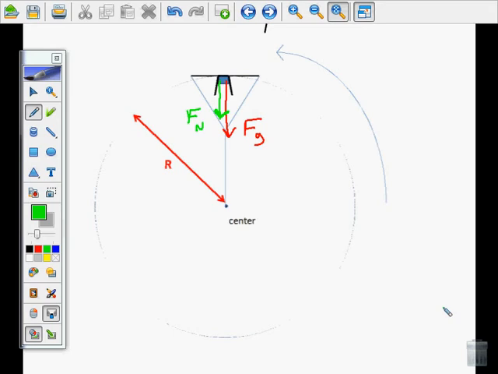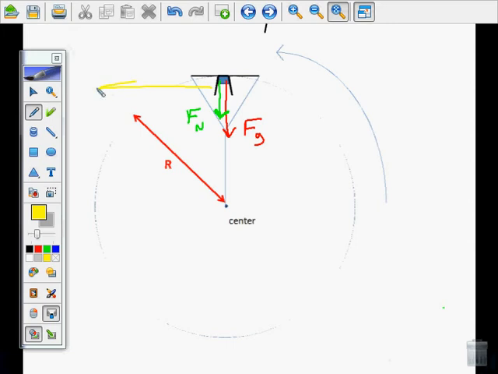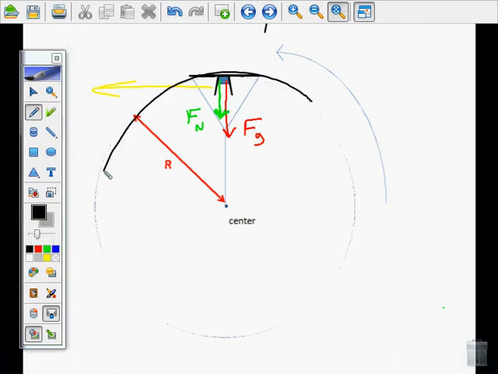The platform is still going to actually have to push down on the glass, because what does the glass want to do at that point? It wants to fly off tangentially that way. So this platform is saying, hey, you're not going to fly off that way, and it ends up pushing it down, which makes it follow that curved path.